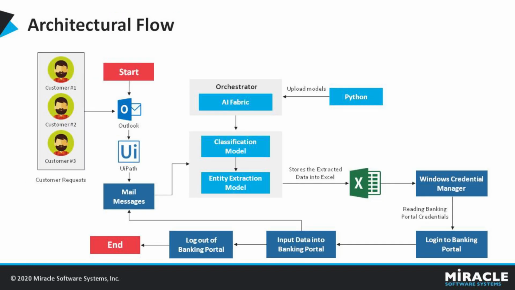So here is the architectural flow of our bot. When the customer sends in a request to email, our RPA bot is triggered to read emails from Outlook. So when it receives emails, when we trigger the bot, it will read all the emails. First, it will trigger the classification model and then the entity extraction model.